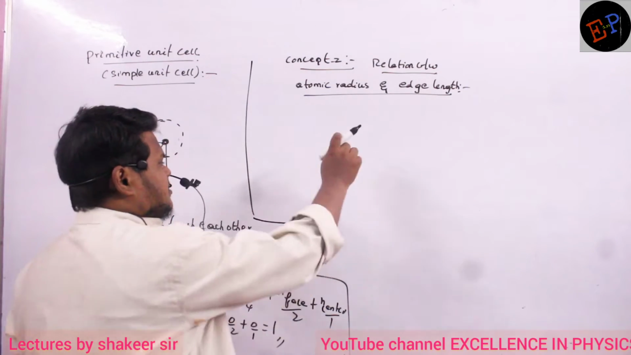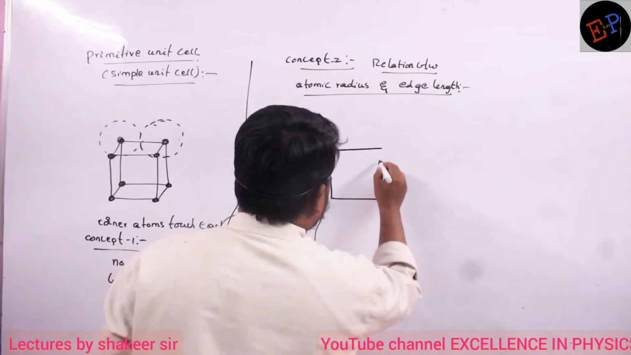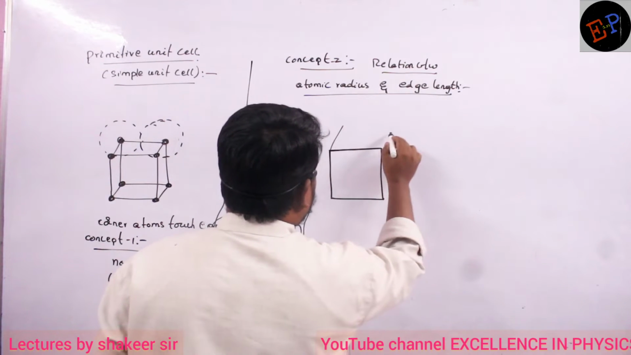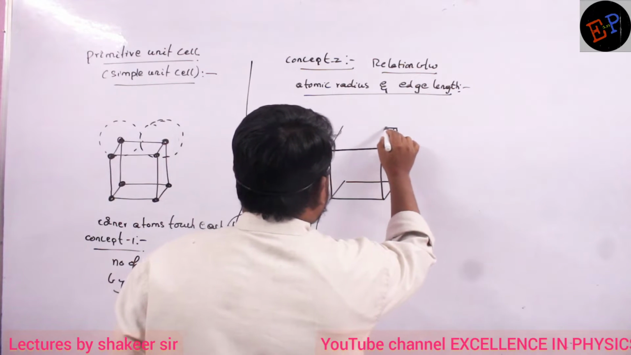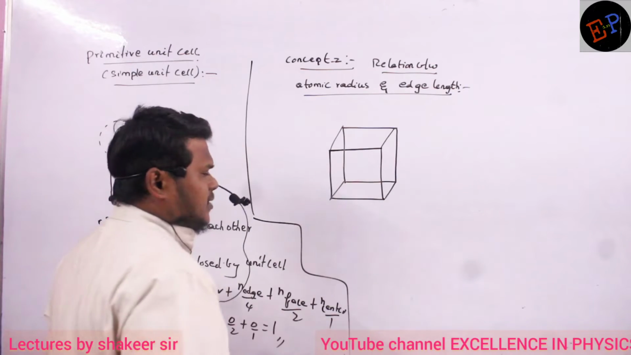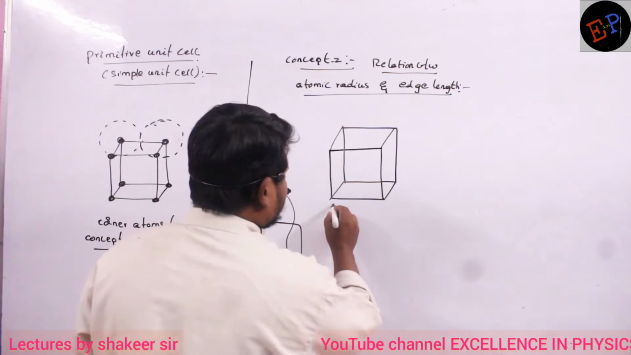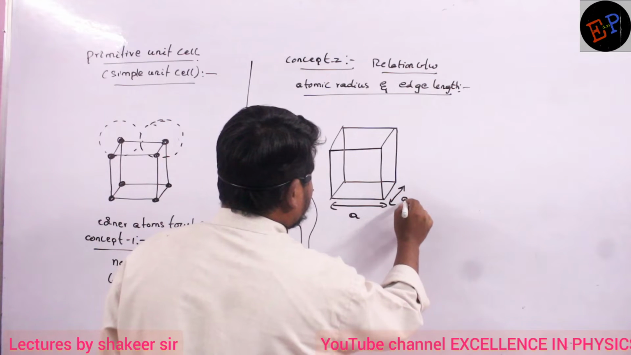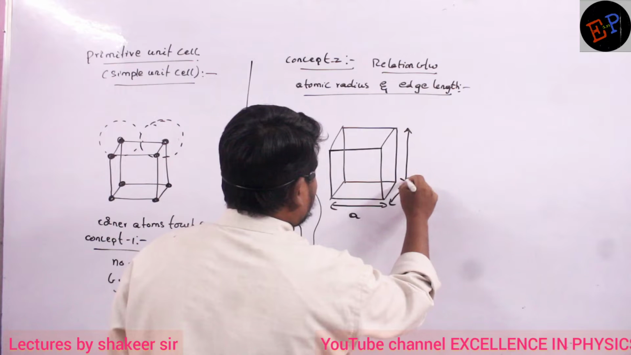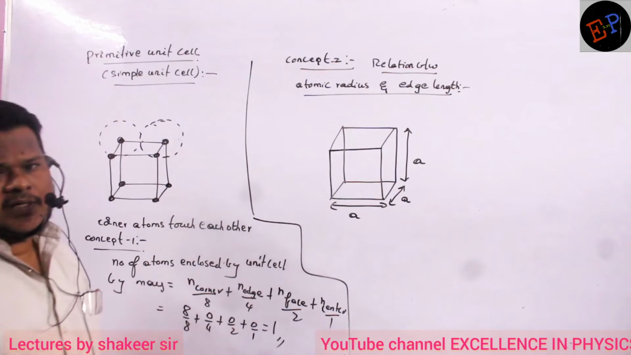Okay, so let us draw this primitive unit cell first of all. Clear ma? So this is the unit cell. What is the shape of this figure which we are drawing? This is a cubical shape, no? Cubical shape means length, breadth and height, everything will be equal to a only. That is called a cube. So therefore, the volume of this cube is a cube.